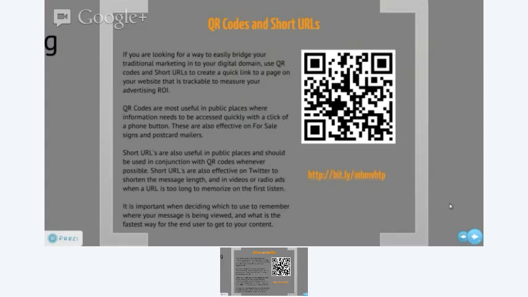The other thing to use are short URLs. It's the same as QR codes, except you have to type them. So these are mainly used in Twitter, but they're also good to use if you have a very long URL and you just want to give people an easy way to type into their phone, because not everybody has a QR code app. We have bit.ly/mhmvhtp. That goes to our website. This is just a short way of getting people into your long URLs.